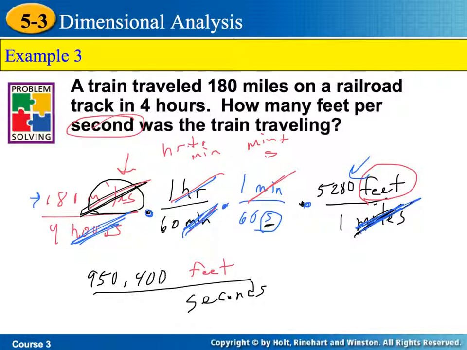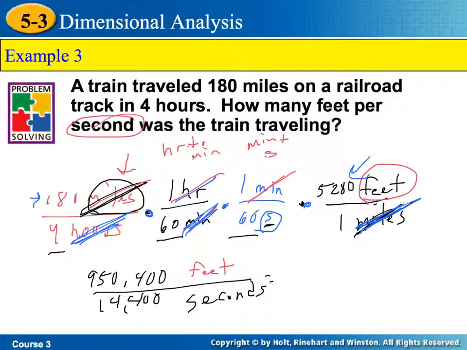I get 950,400 on top. And on the bottom, I need to take 4 times 60 times 60. When you multiply all of those together, you will get 14,400. So that means 950,400 feet, it will take me 14,400 seconds. Now, these are big numbers. I don't want to deal with these big numbers. I want to get it in feet per second.